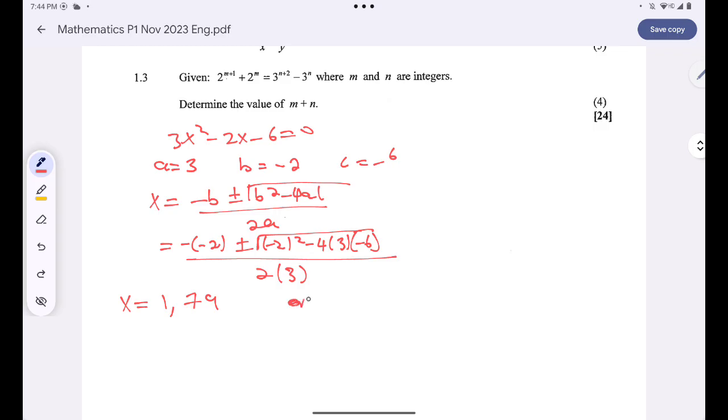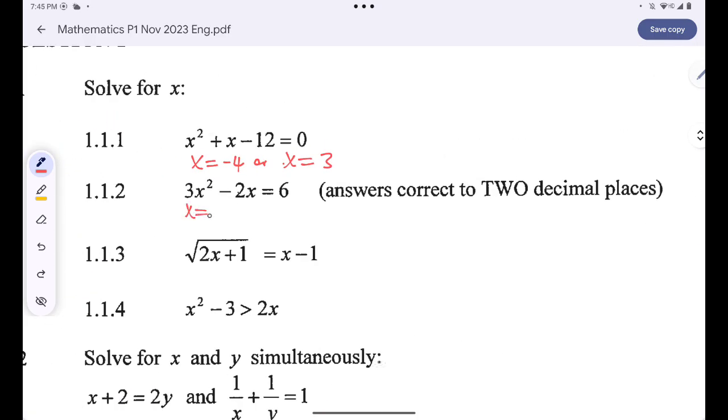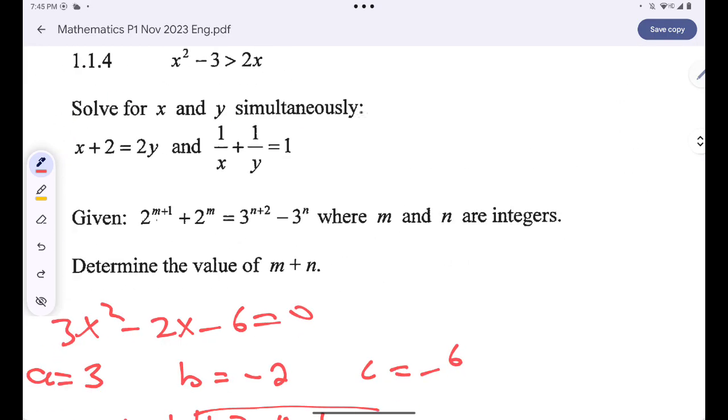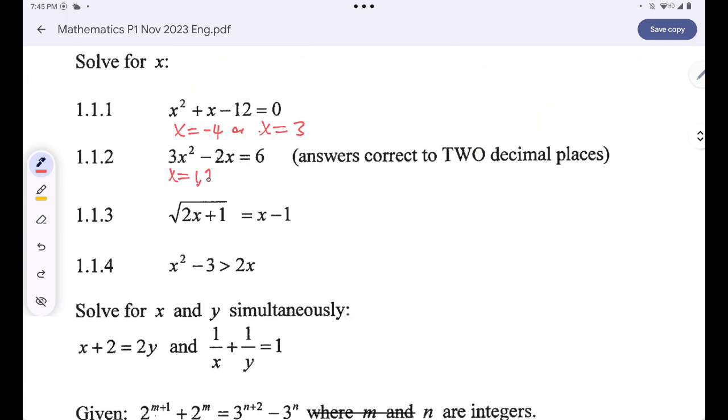1.79, or x is equal to negative 1.12. So these are my x values, right? So I know that x is equal to 1.79 and negative 1.12.